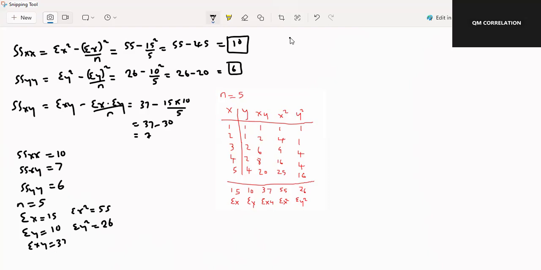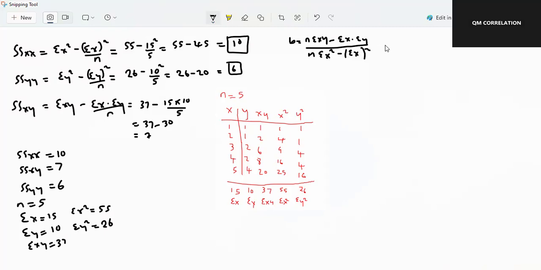The other important thing that you need to calculate is our slope b. Our slope b is simply n times summation of xy minus summation of x times summation of y, over n times summation of x squared minus summation of x to the power 2. This is a long method.